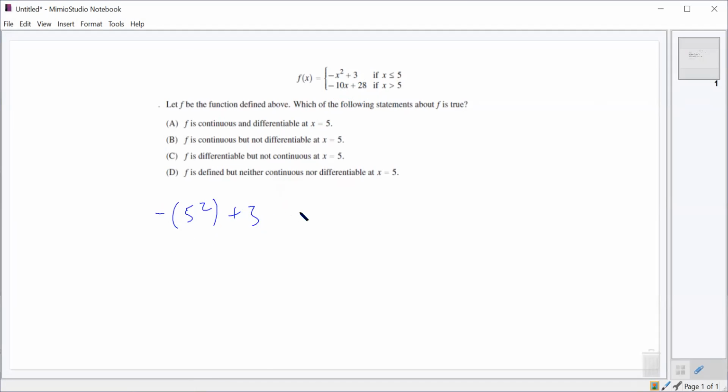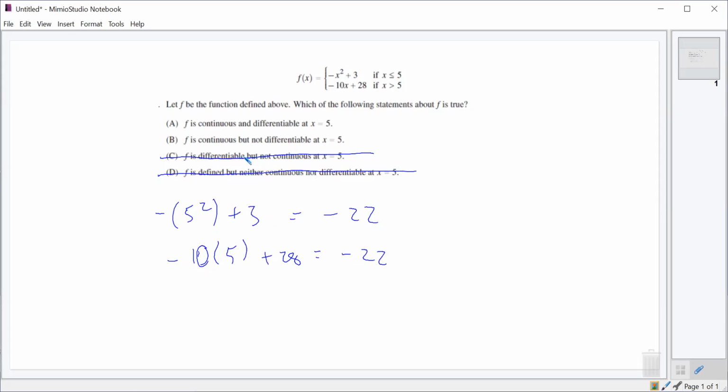And what does that come out to be? That's negative 25 plus 3, so that'd be negative 22. And then we've got negative 10 times 5 plus 28, which gives us negative 50 plus 28, which is negative 22. So yes, it is continuous. We can eliminate choices C and D.